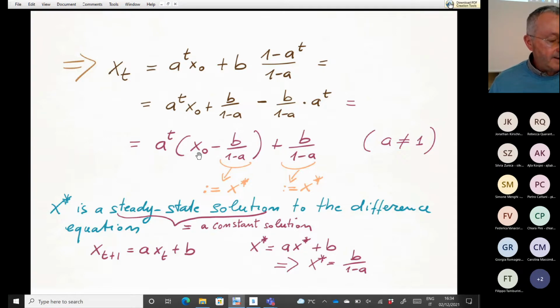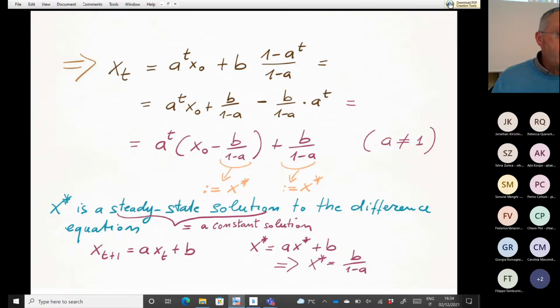The transitory component is the initial deviation from the equilibrium, from the steady state, multiplied by a factor a to the power of t. The point is that if a is between 0 and 1, or between minus 1 and 1, it's something that decreases as t increases, okay? It tends to 0, so that initial deviation will disappear in the long run. However, if a is 2, for instance, what happens to this initial deviation? It becomes amplified over time, okay?